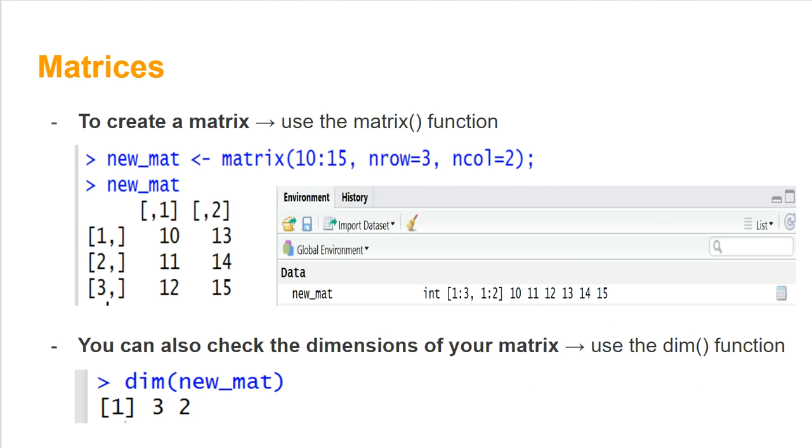When we call the new matrix, we get the output as shown here. There are 3 rows and 2 columns containing the numbers from 10 to 15. If you were to look at your environment tab, you can see that you have new data and it's shown neatly in the environment. You can also check the dimensions of your matrix by using the dim function. To test it out, we use the dim function on our new matrix. As seen from the output, we have 3 and 2, which is 3 rows and 2 columns.